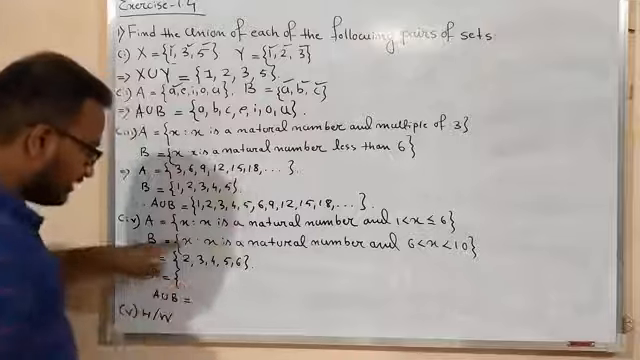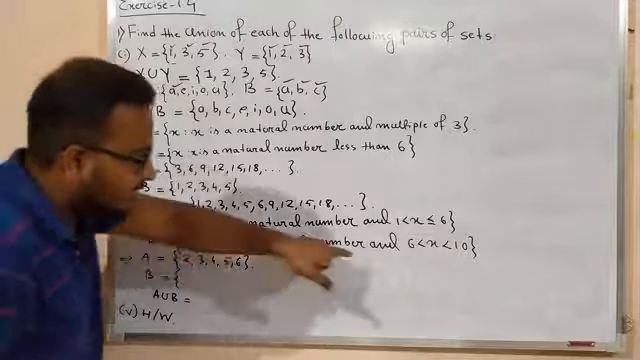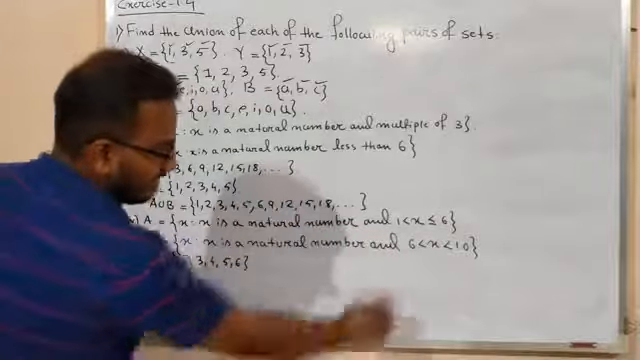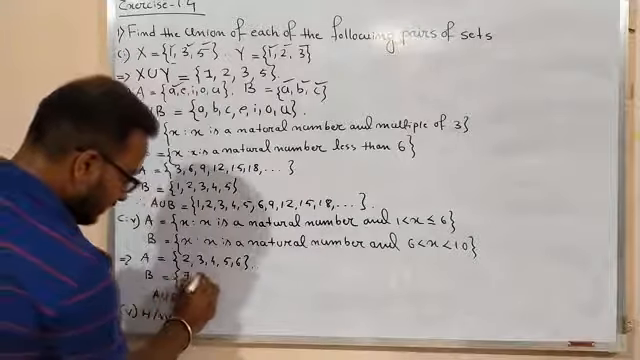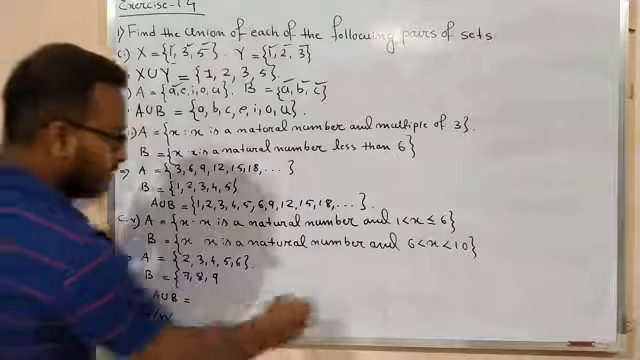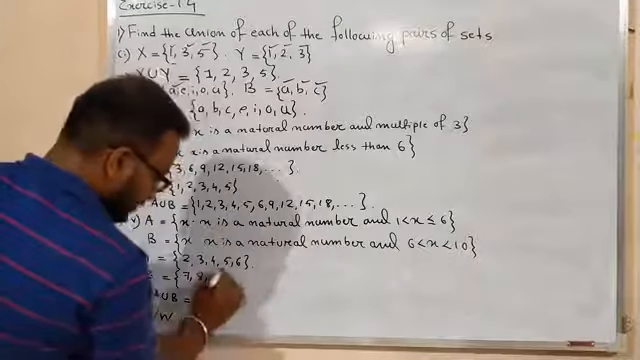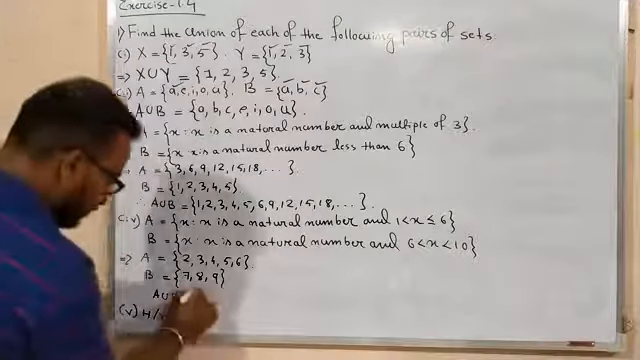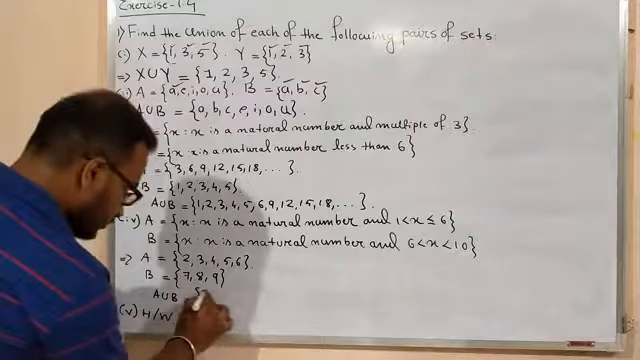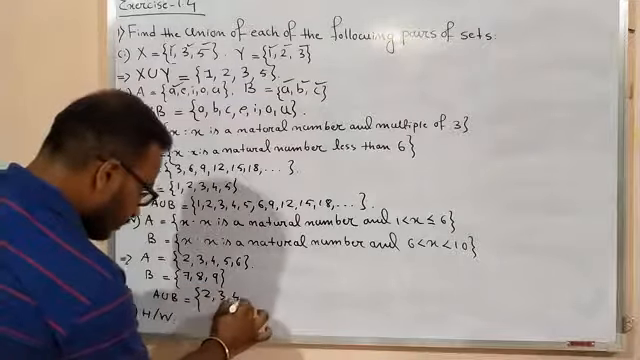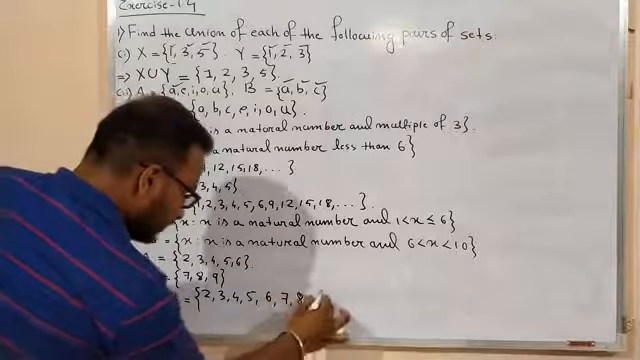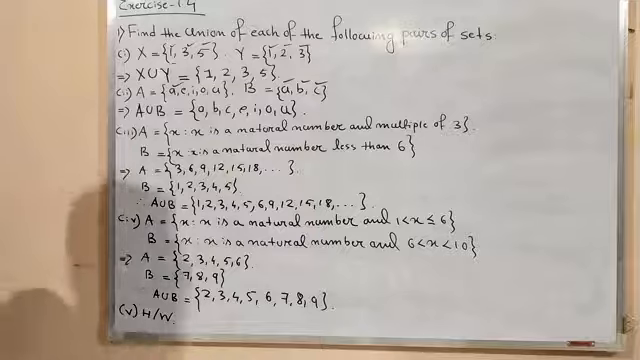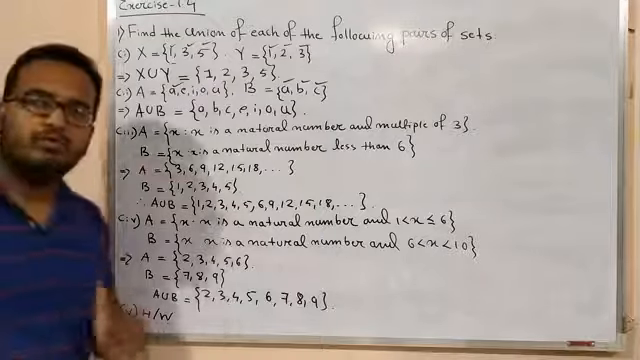Now what is set B? X such that X is a natural number and 6 is strictly less than X and X is strictly less than 10. So it starts from 7, 7, 8, 9. You have to stop here because it is strict inequality. Now what will be A union B? It will be 2, 3, 4, 5, 6, 7, 8, 9. It's done. Right? And number 5 is homework for you.